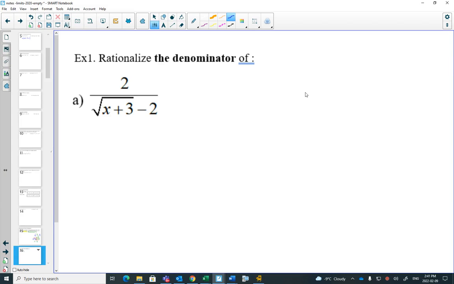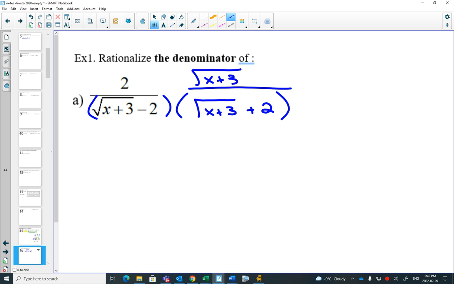What's going to happen in limits is you're going to have to develop a strategy for yourself to say, when should I rationalize? When should I multiply by the conjugate? Well, it's going to often happen when you have a square root. So here, I have the square root of x plus 3 minus 2 on the bottom. The conjugate of this would be the square root of x plus 3 plus 2. And if I multiply the bottom of the fraction by that, I multiply the top of the fraction by that.